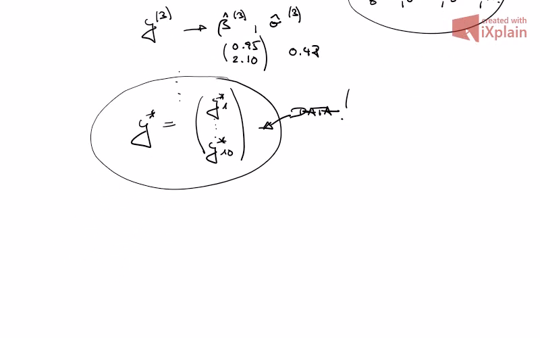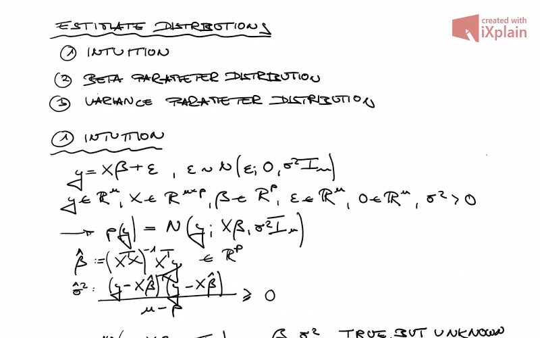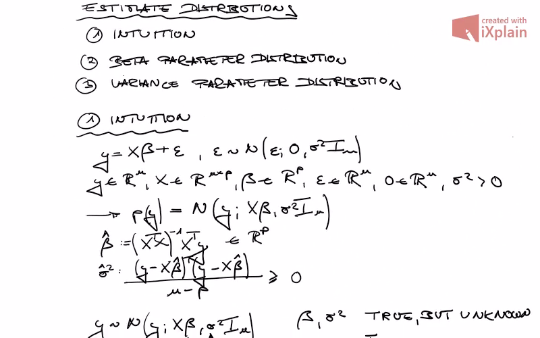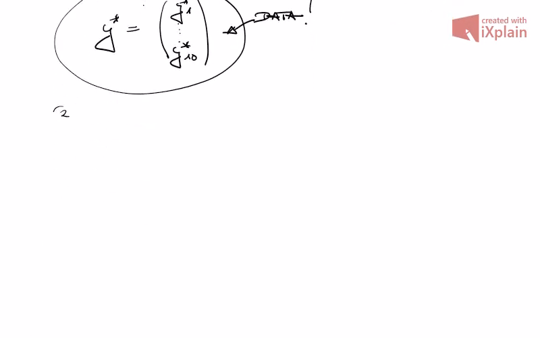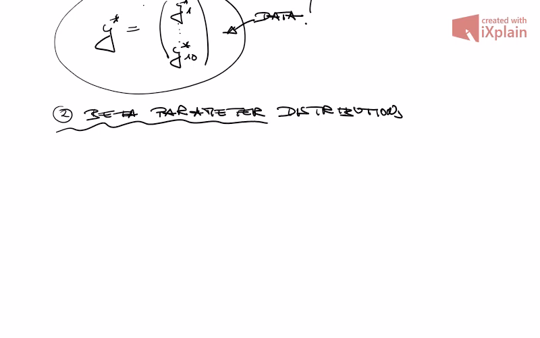Anyway, good. So I hope this is clear. Of course, we will come back to that, and we follow it up now in more detail when we talk about the distributions themselves and also look at them. So that was kind of the intuitive part. And now let's have a look at the beta parameter distributions.